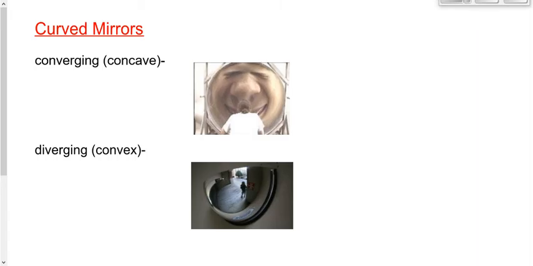Yesterday we learned about two types of curved mirrors, concave and convex. Another name for concave was converging. We call it a concave mirror sometimes because it's caved in the middle. It's thinner in the middle than it is at the edges.